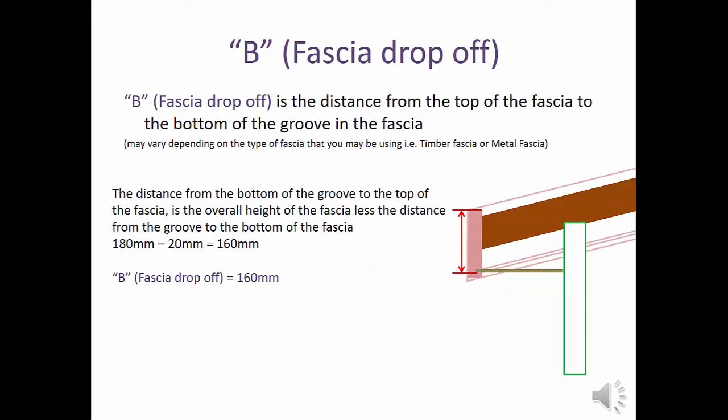B, fascia drop-off. As described previously, this is the distance from the top of the fascia to the bottom of the groove in the fascia. For this scenario, the fascia is 180 millimeters high, and the distance from the bottom of the fascia to the bottom of the groove in the fascia is 20 millimeters. So to determine the fascia drop-off, it is the height of the fascia of 180 millimeters minus the distance from the bottom of the groove to the bottom of the fascia, which is 20 millimeters, which gives us a fascia drop-off of 160 millimeters.